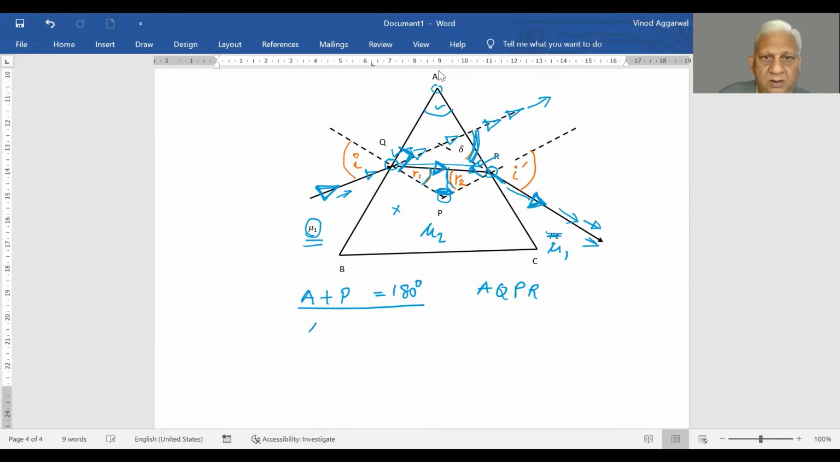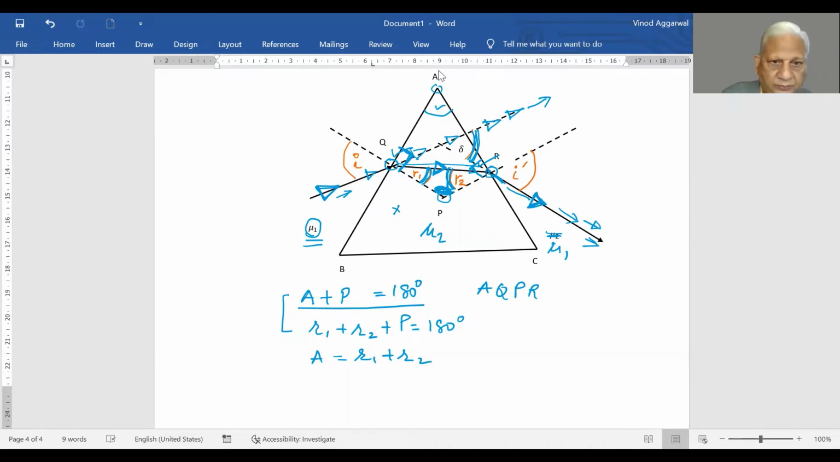Now, this angle R1 plus this angle R2 plus angle P. These three angles are the angles of a triangle whose sum will be 180. So we can write R1 plus R2 plus P is 180. If we look at these two equations, it means that A is equal to R1 plus R2.